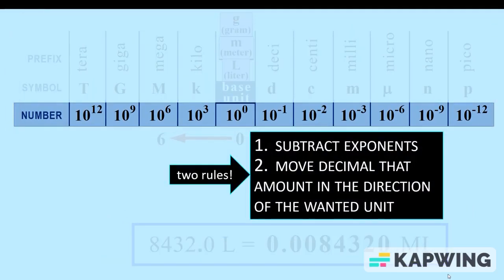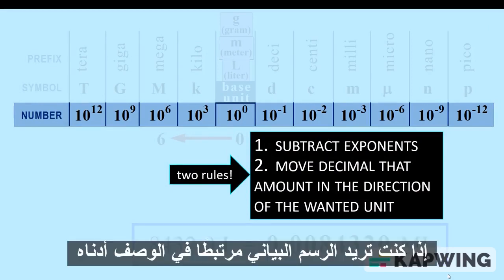All you need is this chart and the 2 rules. Subtract exponents and move the decimal that amount in the direction of the wanted unit. If you want the chart, it is linked in the description below.